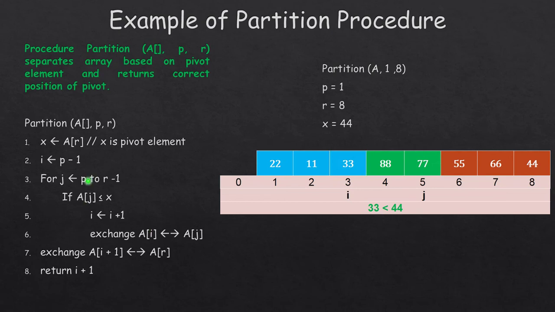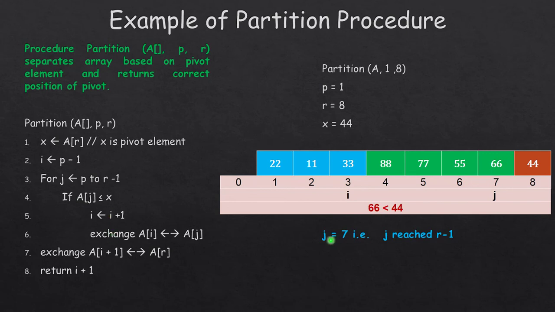Next j value will be incremented. j becomes 6. Here also 55 and 44 will be compared. That is false. So it will not execute these two statements. So it will execute for the next value of j. So j value becomes 7. This condition is checked. 66 less than 44 is false. So it will not execute these two statements.